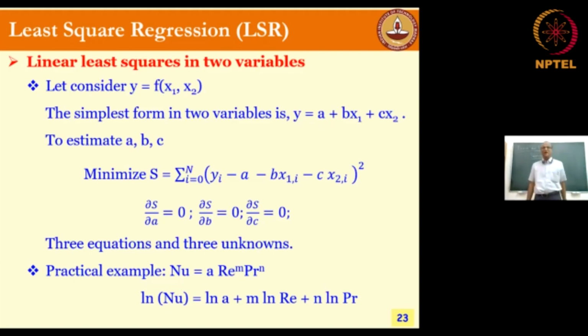Therefore, it is not out of academic interest. Linear least square in two variables or three variables is very much used in heat transfer correlations where you get what is called power law form. What is a power law form? Nusselt number equals some a times x1 to the power of b, x2 to the power of c. x1, x2 could be Reynolds number, Prandtl number, aspect ratio, viscosity correction, all these things.